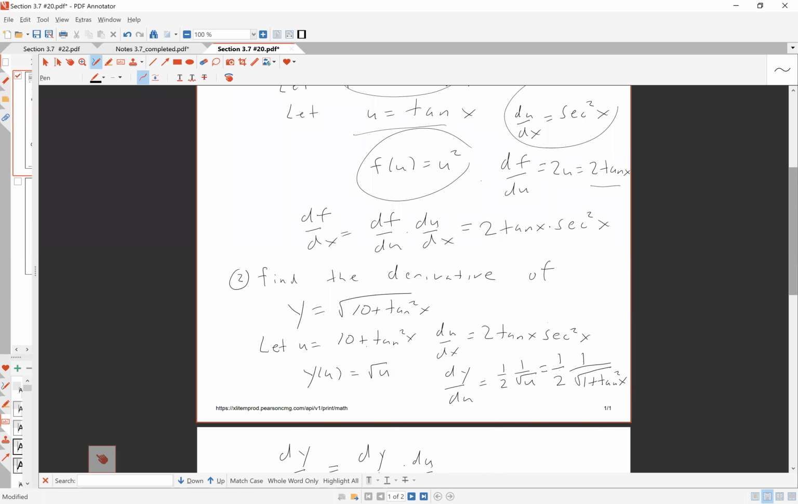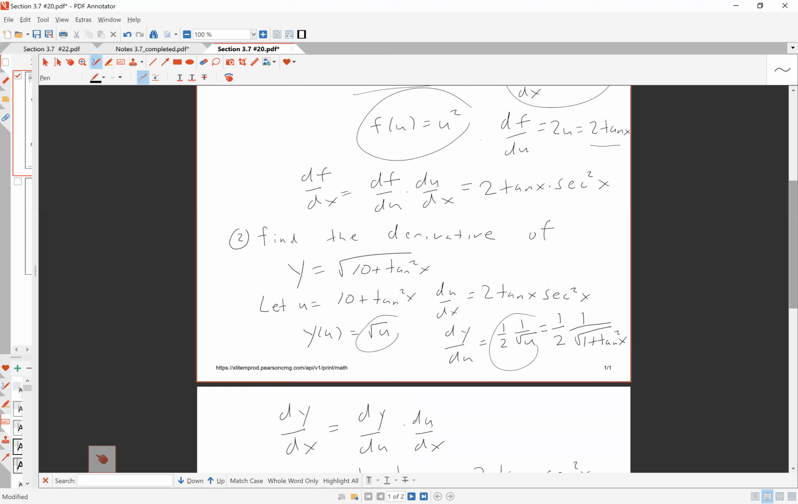Now let's find the derivative of the square root of 10 plus tangent squared. The inside function is 10 plus tangent squared, and the outside function is square root of u. Now we just computed du dx, that's why we did all that work. The derivative of the constant 10 is 0. The derivative of tangent squared x is 2 tangent x secant squared x. Now we take the derivative of y with respect to u, which is u to the 1/2. So it's 1/2 and we subtract 1 from the exponent, so it's 1/2 times u to the negative 1/2, or 1/2 times 1 over the square root of u.